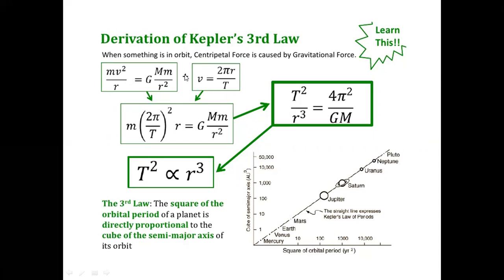So m v square by r, and we also know v is equal to 2 pi r by T. So we replace v, that is m (2 pi by T) square r, and deriving this equation, we get that T square by r cube is equal to 4 pi square by G M. So T square is proportional to r cube, or a cube.